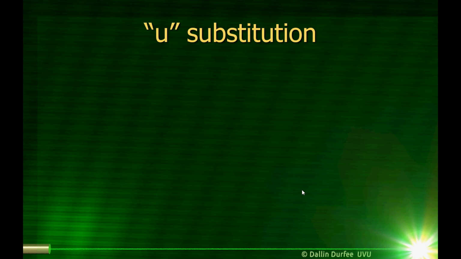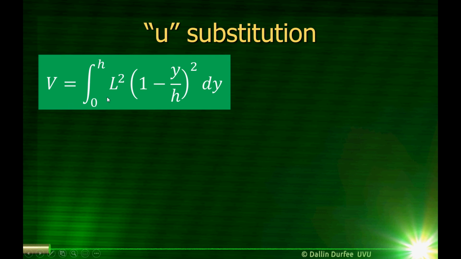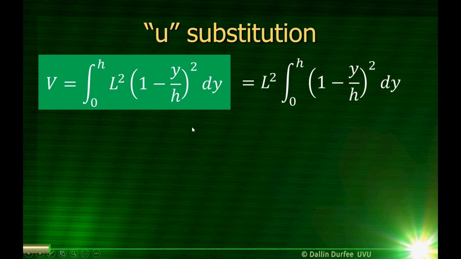Another trick that helps you do a lot more integrals is something called a u substitution. And the u substitution, I'll show you that by example. So imagine, here's the integral we wanted to do to find the volume of our pyramid. And we look at that and we say, it's not one of our types of integrals that we know how to do. What can we do? Well, the first thing we'll do is, since L squared is a constant, we'll pull that out, and then I just have to evaluate this integral. And I look at this and I say, this is kind of weird. I don't know how to integrate that.